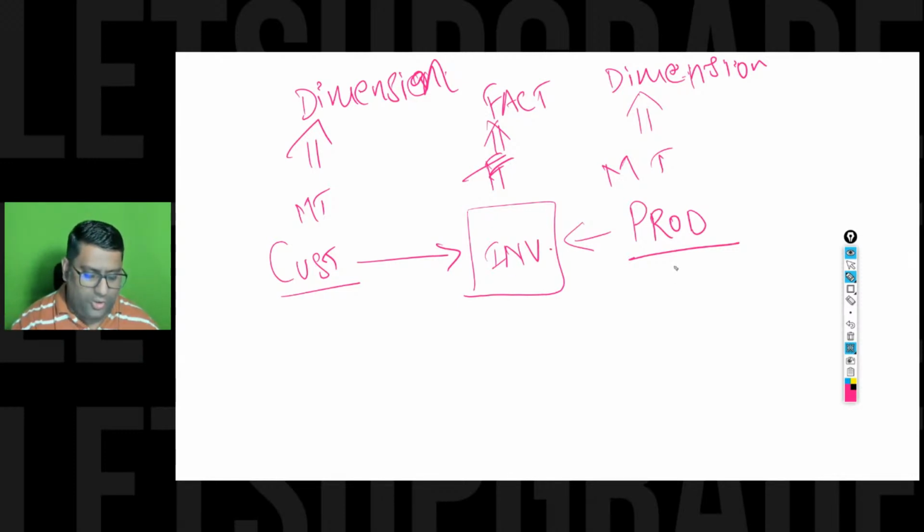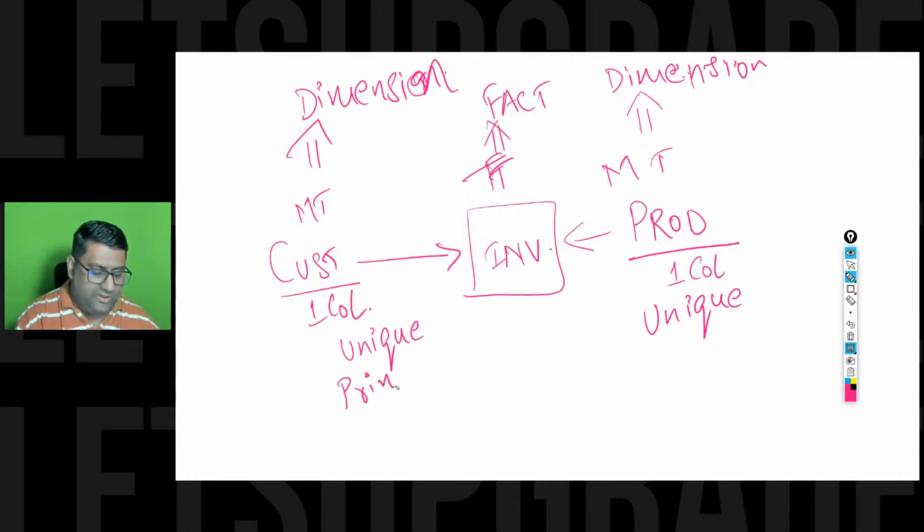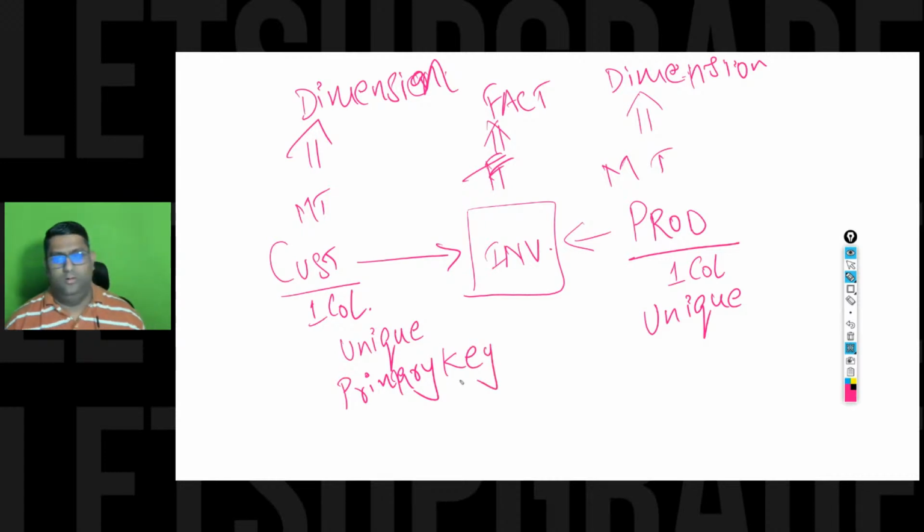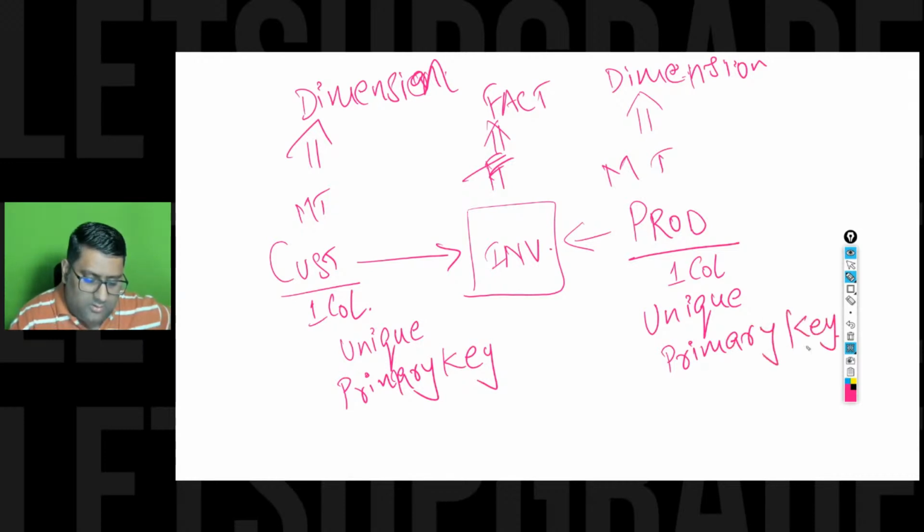So there will be one column in this data and one column in this data which will be unique. That unique column will be called the primary key. And here also that unique column will be called a primary key. Now these primary keys are basically going to contain information in the form of an alphanumeric code or a code.